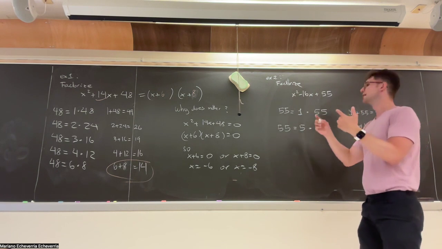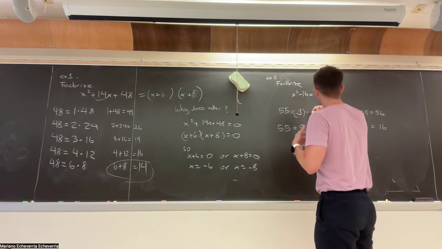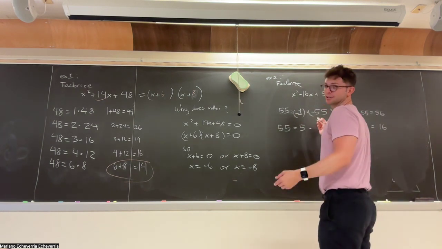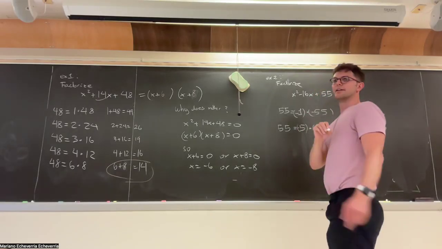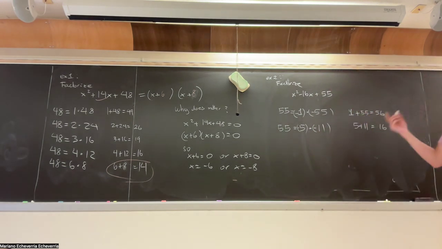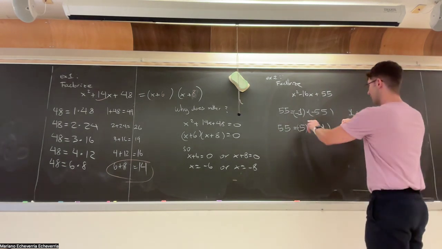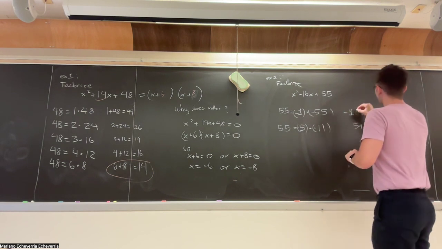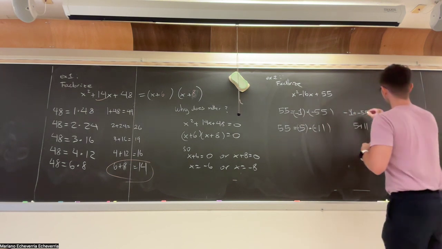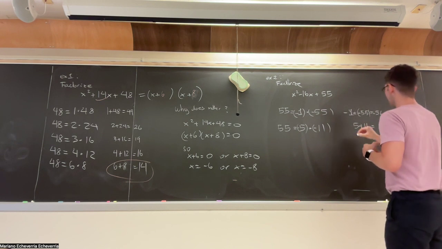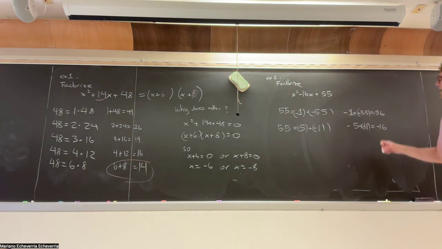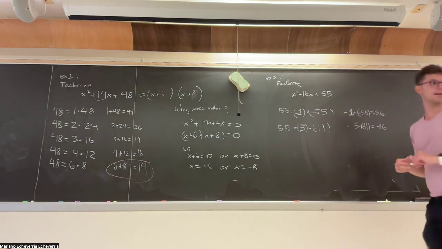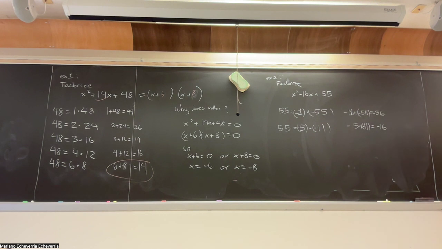You can also write it as -1 times -55, since minus times minus gives you a plus, or -5 times -11. And that does fix the negative coefficient issue. Now you have -1 plus -55, which gives you -56, or -5 plus -11, which gives you -16. Oh, but -16 is right here. Okay, so you have to turn both of them negative?